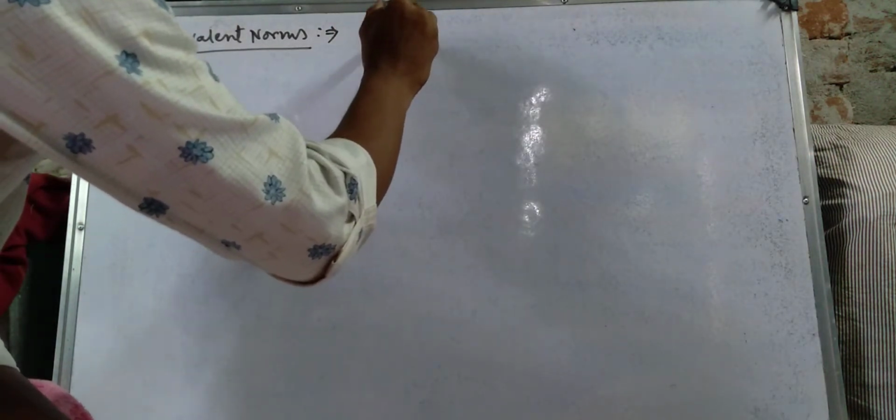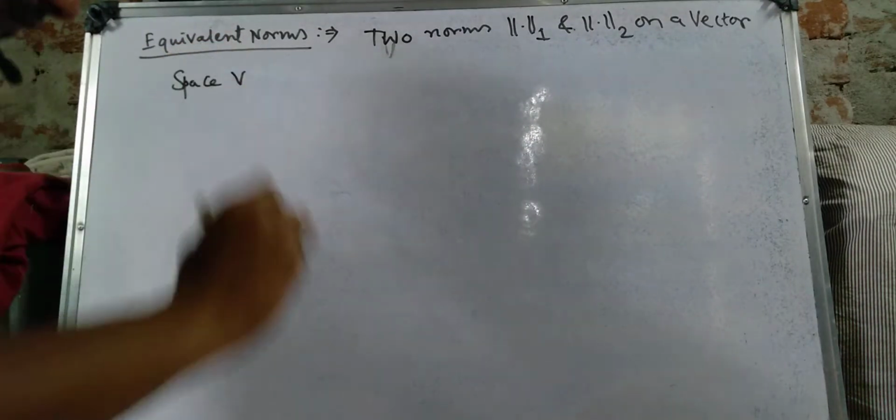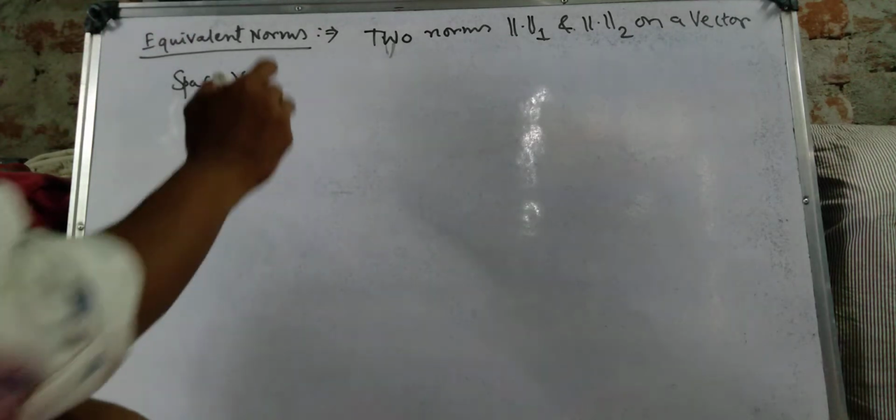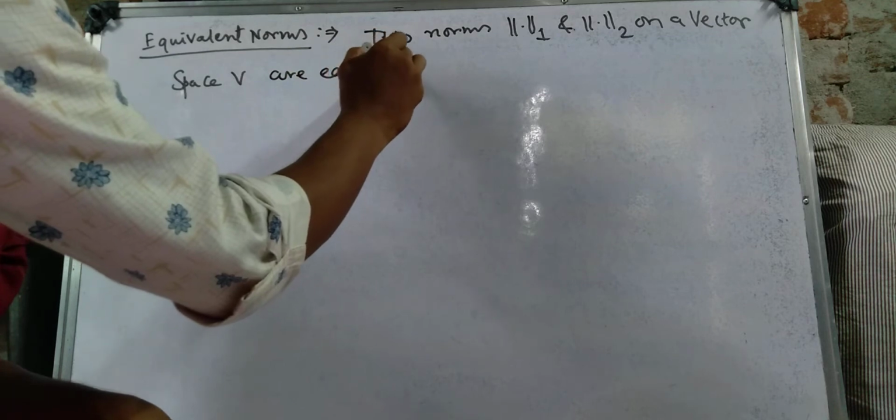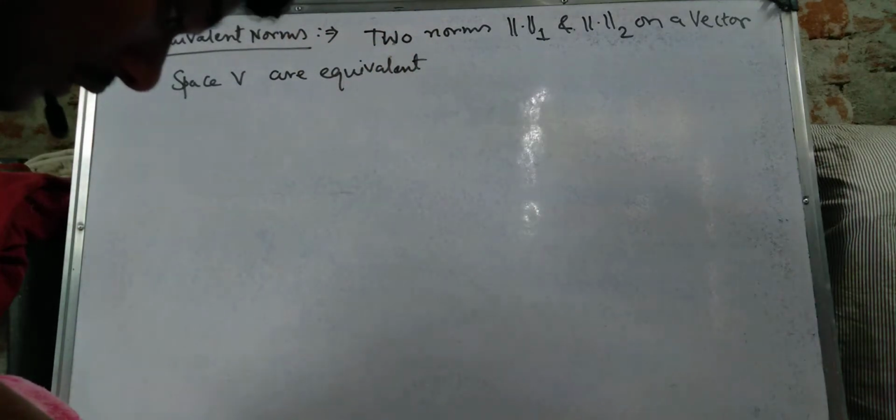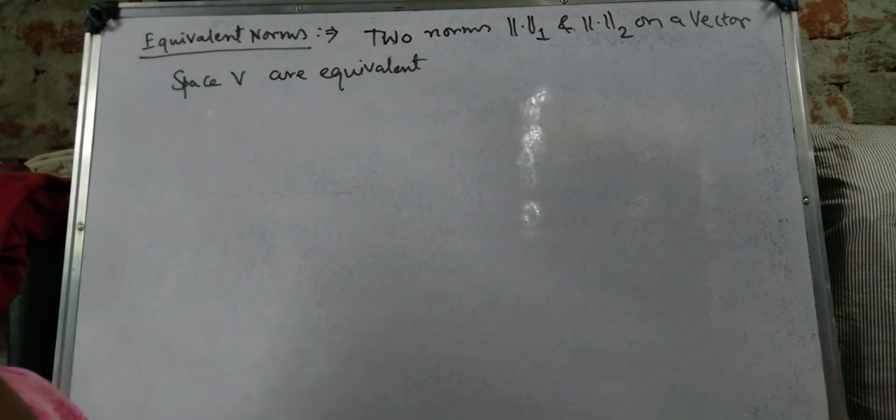Next we talk about equivalent norms. So two norms, norm 1 and norm 2, on a vector space V are equivalent if the metrics induced by them are equivalent.